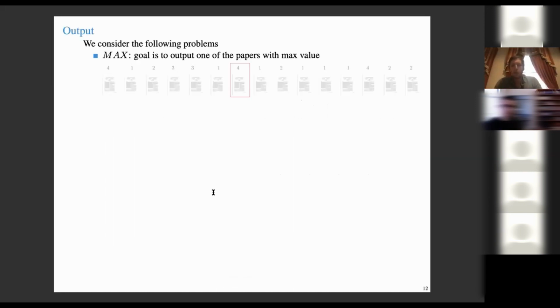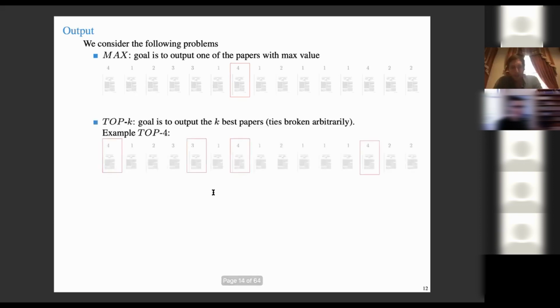All right. And so what can you do in this model? So first, what you could do is you could try to find the max paper. And in the context of conferences, this would correspond to finding the best paper. Though we all know this is not really how best papers are selected, but that's a topic for another time. And then there's also the top K problem, which is exactly the problem I started out with, where you have a conference with a lot of submissions and you try to find the best 150 papers, let's say.